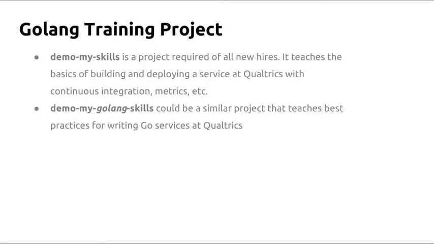All right, I'll quickly touch on these and then we can close. So, some ideas we had moving forward. First, we have this thing at Qualtrics called Demo My Skills, which is a mandatory project that you do right when you start at Qualtrics. You learn how to deploy a service to production, how to see metrics running, and build dashboards, etc. We'd really like to do something like a Demo My Golang Skills, a training project that people could start with that has heavy documentation and comments that demonstrate our best practices. We think that'd be a good way to get people started with the language.